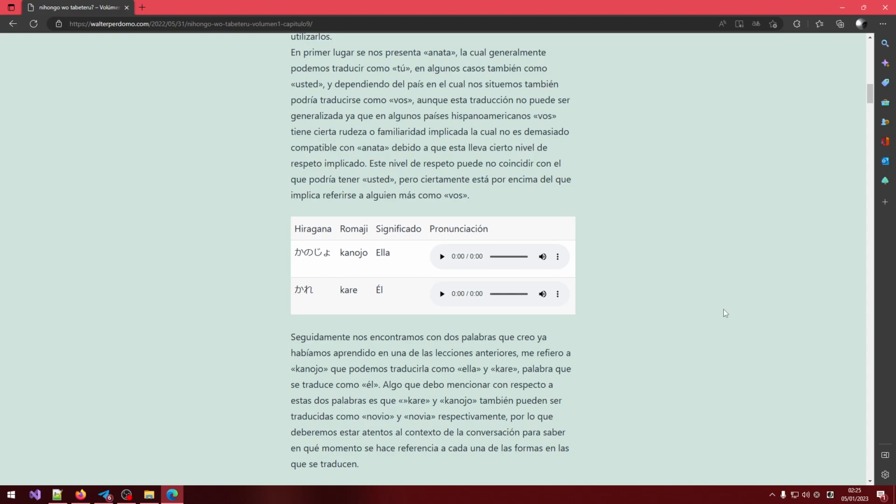Now, what are these exactly? Okay, these are pronouns, and I'm sure you know about them, like I, you, she, he. In Japanese we have a few pronouns. There are not too many, so it will be easy for us to remember them. Now, to continue on, we're gonna learn about this one.